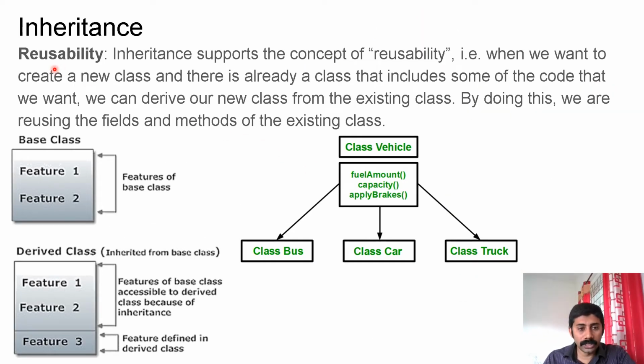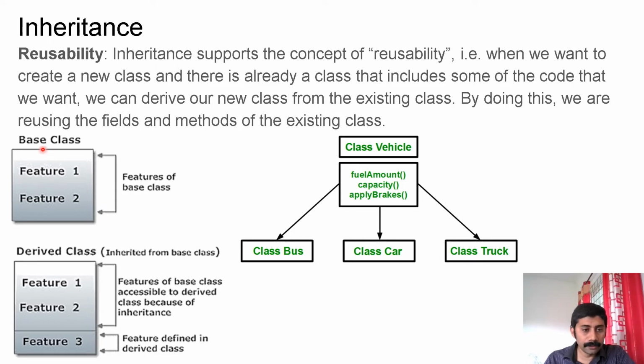Inheritance is all about reusability. Inheritance supports the concept of reusability. That is, when we want to create a new class and there is already a class that includes some of the code that we want, we can derive our new class from the existing class. By doing this, we are reusing the fields and methods of the existing class. So the primary advantage of inheritance is reusability.